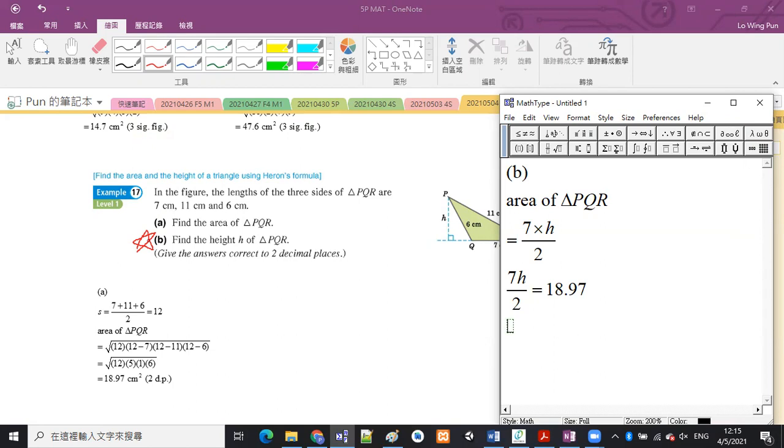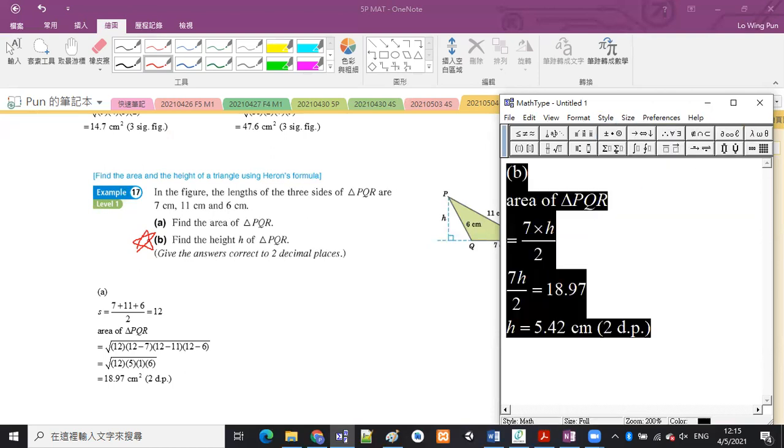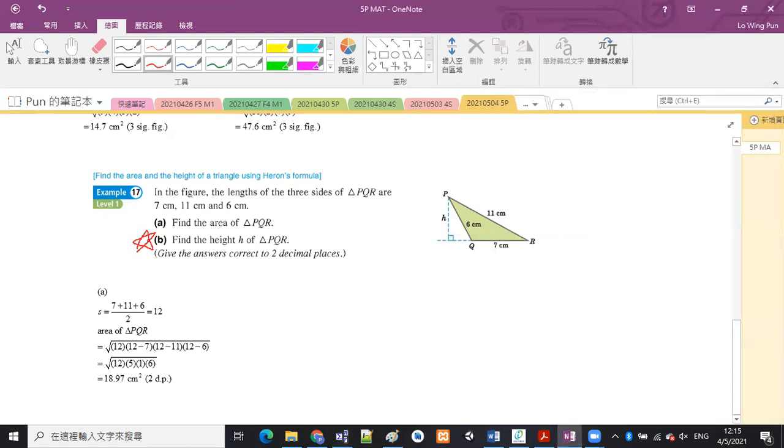So from this equation, we can calculate the value of h by multiplying the 2 to the right and then dividing the 7 to the right. Okay? Just use the calculator. And h should be equal to 5.42 cm. And this number is also correct to 2 decimal places. Okay? So that is how we can find the h like this.